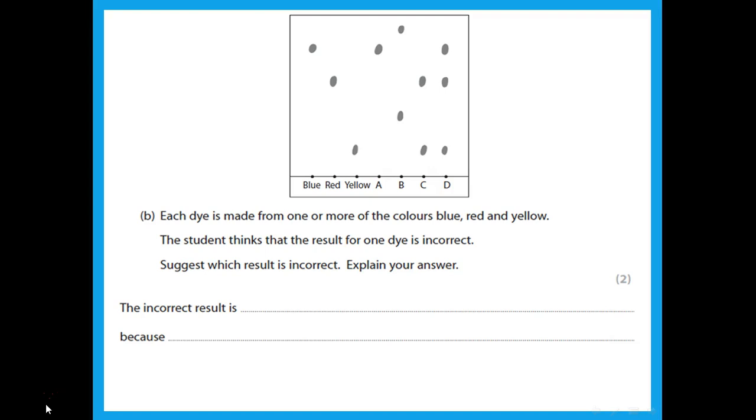Each dye is made from 1 or more of the colors blue, red, and yellow. So he's saying that A, B, C, D, each of them must have either blue or red or yellow. So the student thinks that the results for one of his dyes is incorrect. Suggest which result is incorrect. So all of them should have blue or red or yellow. Which one does not have blue or red or yellow? That's B, because it doesn't have any spot the same height as that of blue, red, or yellow.